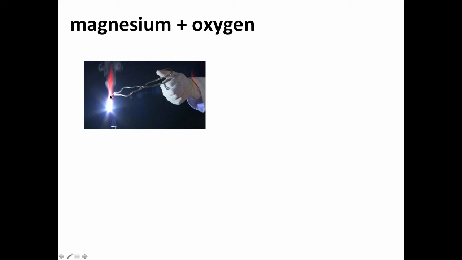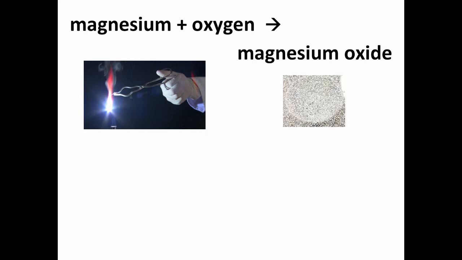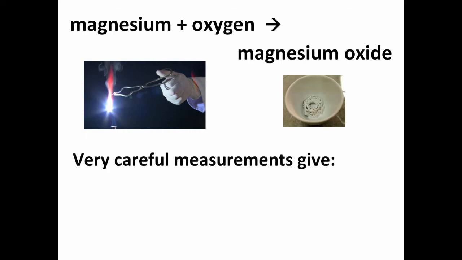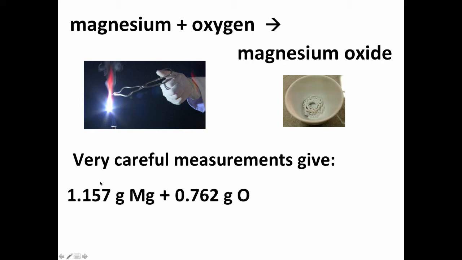It takes a little bit of a flame to get it started, but once started it burns very vigorously, and it produces a compound called magnesium oxide, which looks like this. It's sort of a white powdery solid. And if you do very careful measurements of experimental data, what you find is something like this. Here's some sample experimental data.